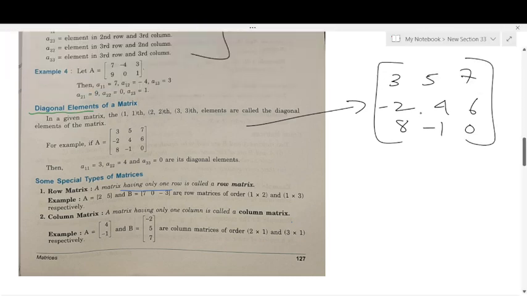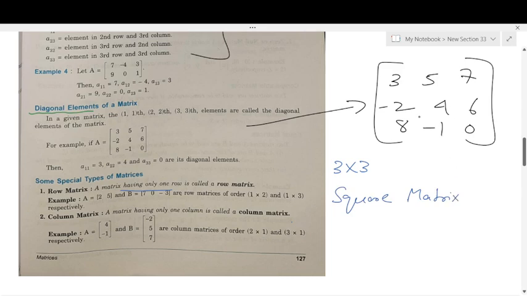This is a normal matrix. What do you call this matrix? Rectangle or square? It's 3 by 3, right? What do you call it? We call it a square matrix, right? We call it a square matrix.